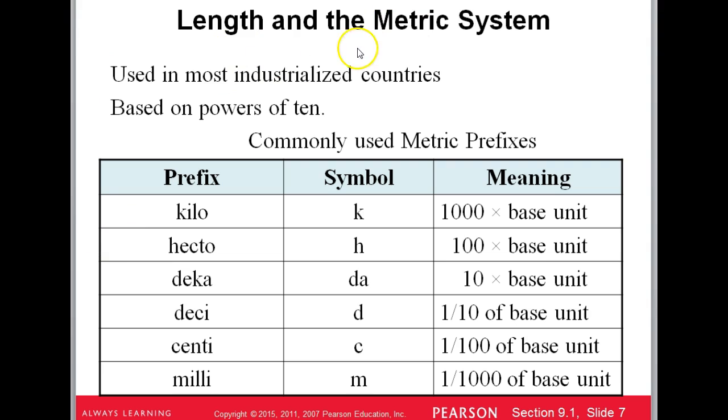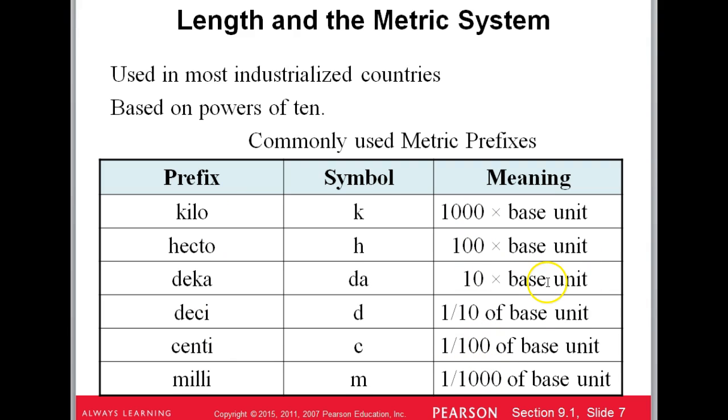Alright, the metric system. In the metric system, everything is about tens. We have these prefixes: kilo, hecto, deca, deci, centi, and milli. There are others, but these are the ones that we see the most because they are the closest to the base unit.